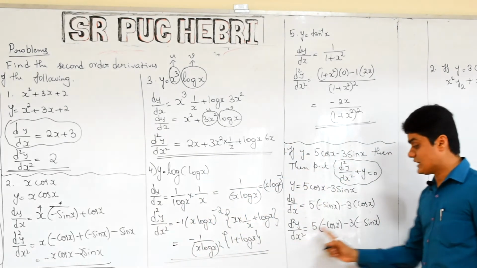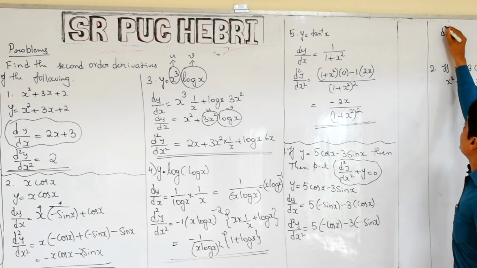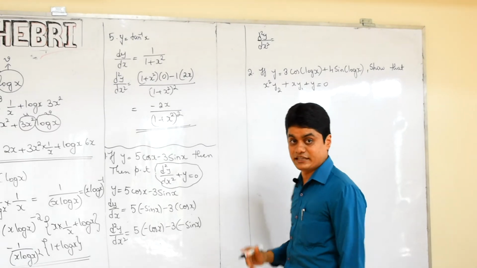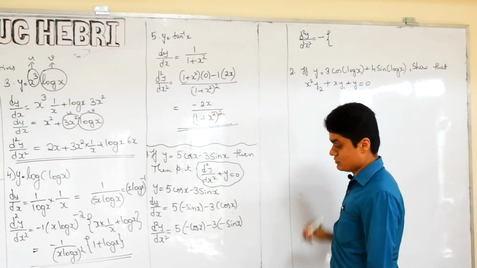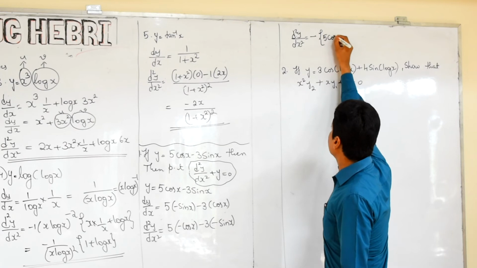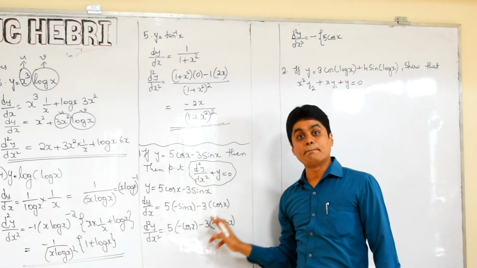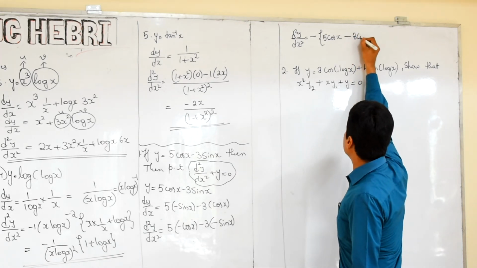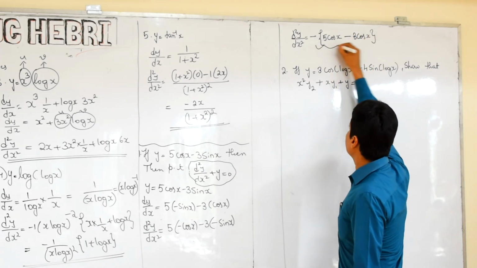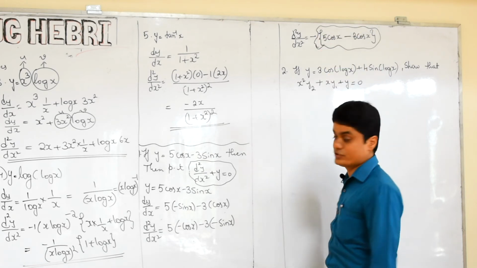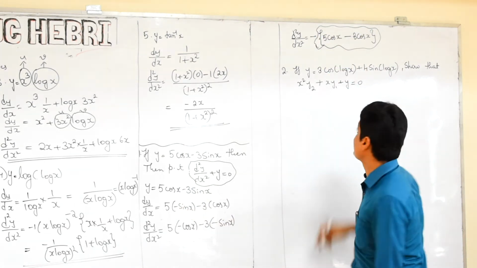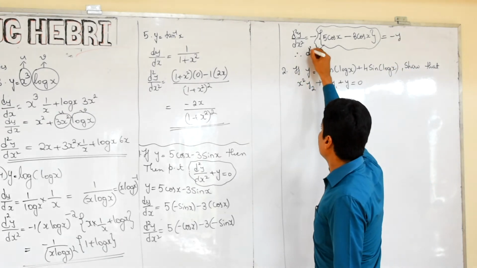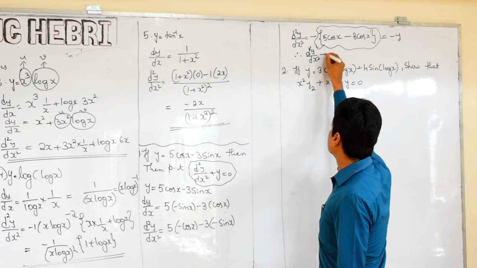Now take minus outside from both. So in d square y by dx square, if you take minus common from this expression, what do you get? Minus, if I take it outside, 5 cos x minus plus, but I am taking minus outside, so it becomes again minus 3 cos x. So from the given question, what is this actually? 5 cos x minus 3 sin x is nothing but y, so minus y. So we got what is asked.